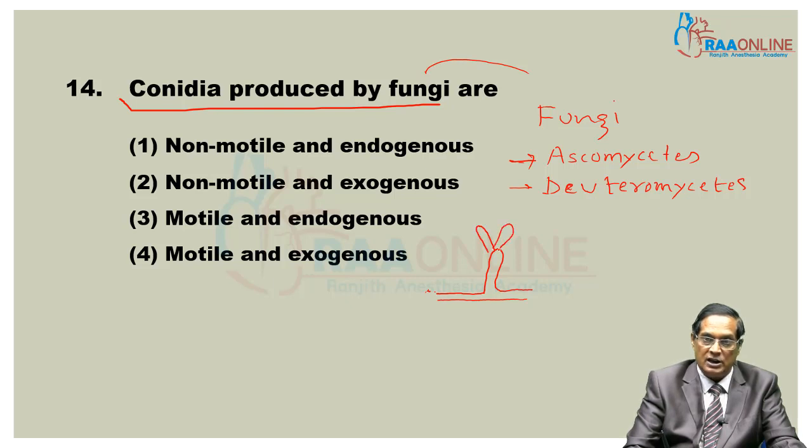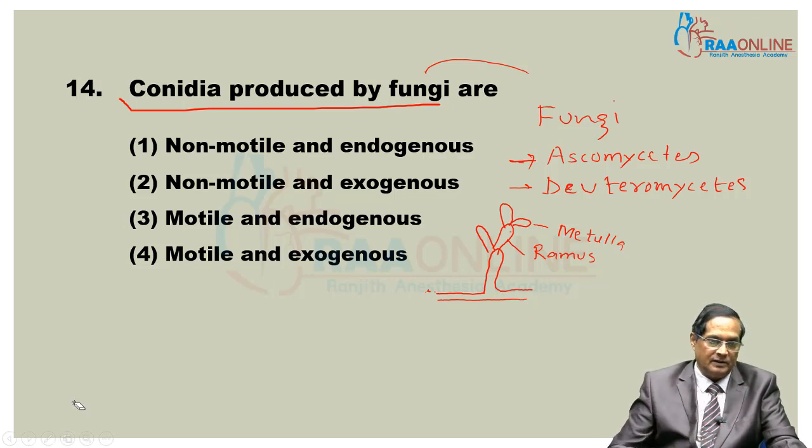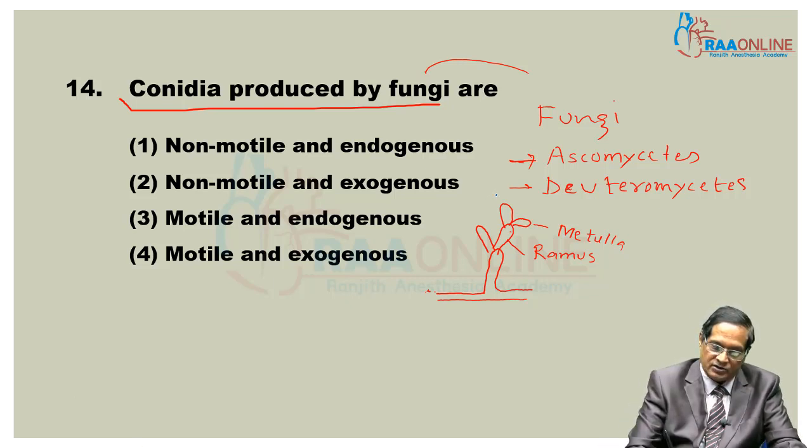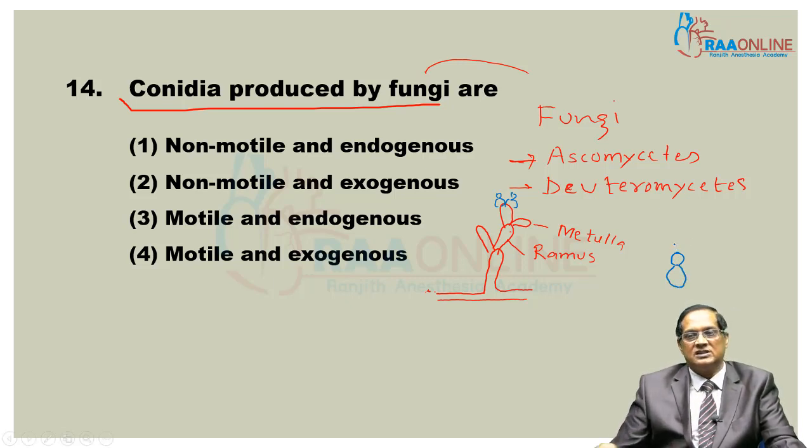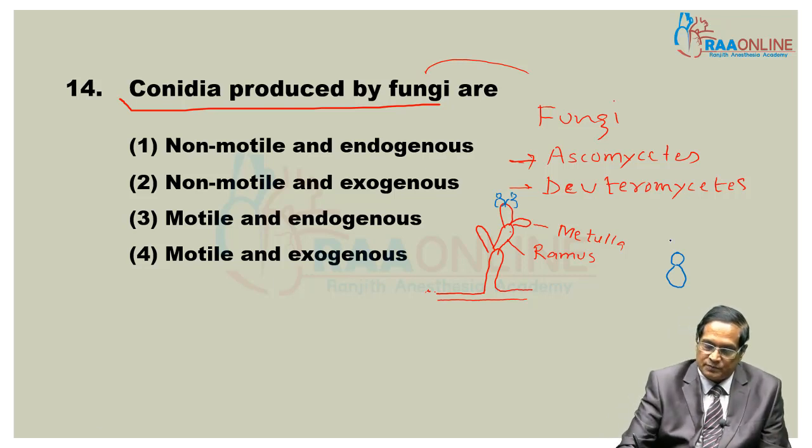Then this branch again produces two branches. Each one is known as ramus. Then this ramus also divides to produce two branches known as metula. Single is metula. And over the metula, bottle-like structures are present, known as sterigmata. Suppose this is sterigmata, the final structure. This sterigmata produces exogenous spores.